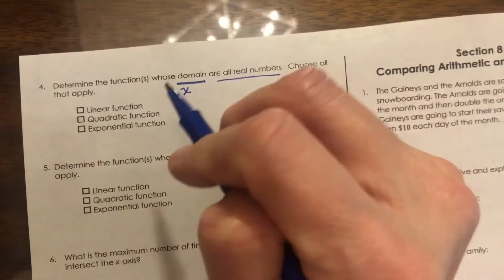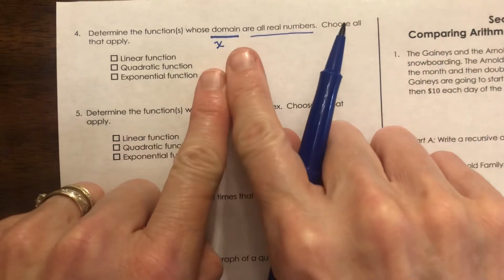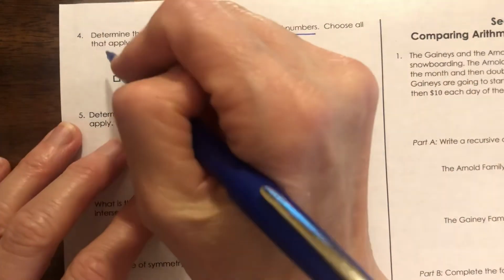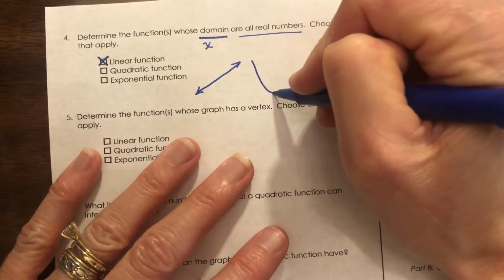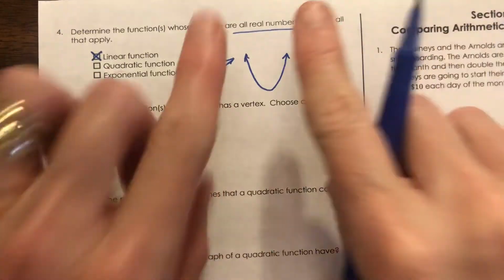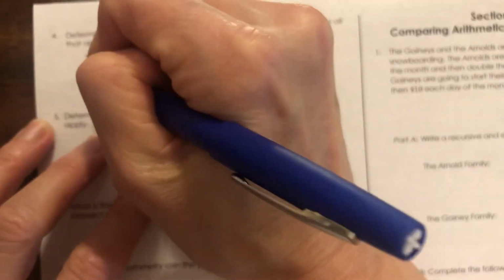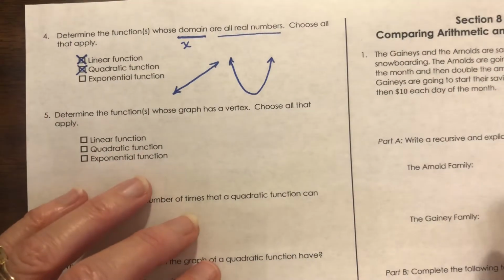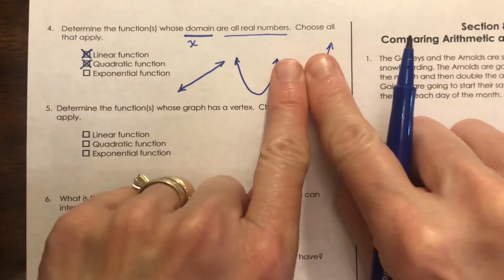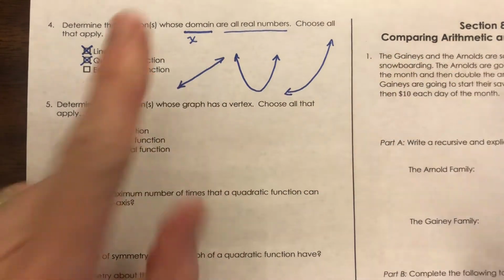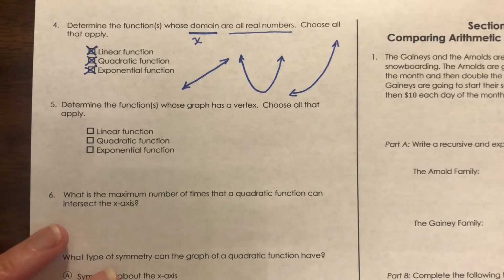So let's look at these. Here's our linear function. Looks like it's going on forever in both directions. So there we go, that's one. How about our quadratic functions? Can they go on forever in both directions? Yes, that is a domain of all real numbers. And exponential functions, here's one. Can it go on forever in both directions? Absolutely. So they all have domains that are all real numbers.